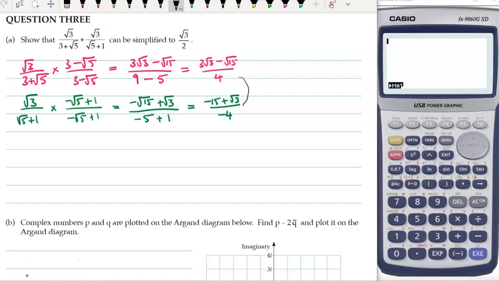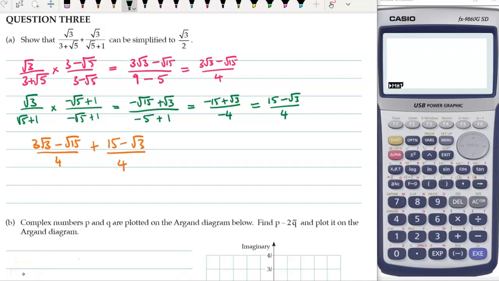I want to match up the denominator on these two so I can add them together. So let's just multiply everything through by minus 1. We will have a 15 minus root 3 and a 4 there, and that's equivalent. Okay, so now adding them together, we will have 3 root 3 minus root 15 over 4 plus 15 minus root 3 over 4.